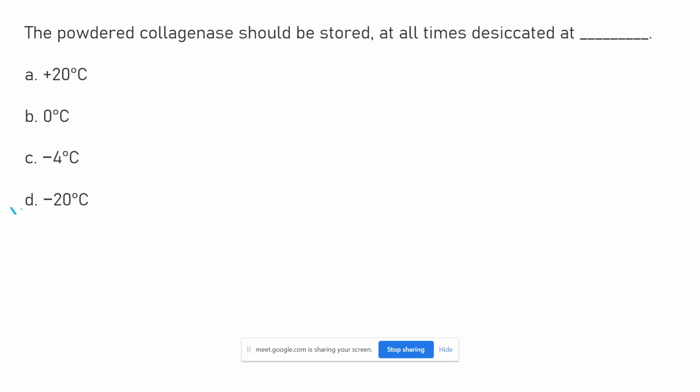So the correct option is minus 20 degrees Celsius. Collagenase is an enzyme, and as with most enzymes, it will get denatured if it is stored at a higher temperature. That is why collagenase, especially powdered collagenase, is stored at a sub-zero temperature, and that is minus 20 degrees Celsius.